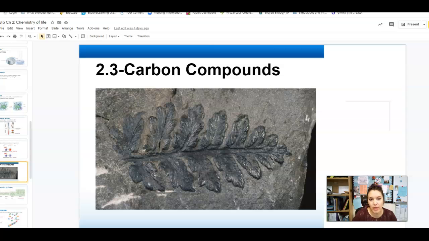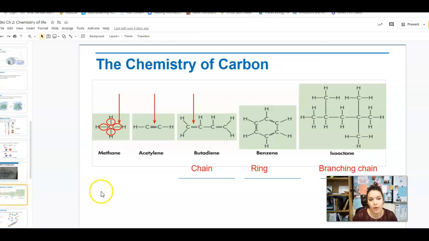Lesson 2.3 is about carbon compounds. Okay, so basically we are going to talk about bonding here. We just wanted to point out that there are different types of bonds between carbons and hydrogens. We have a single bond here. This one is showing you a triple bond, and then we have double bonds. So the different types of bonding is what helps to determine the complexity of your molecules.